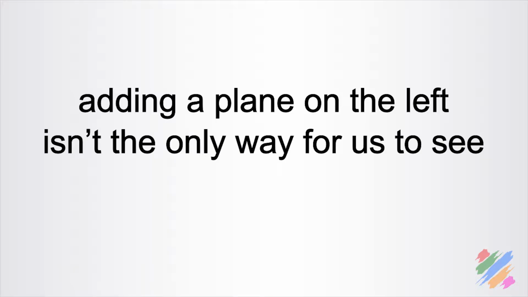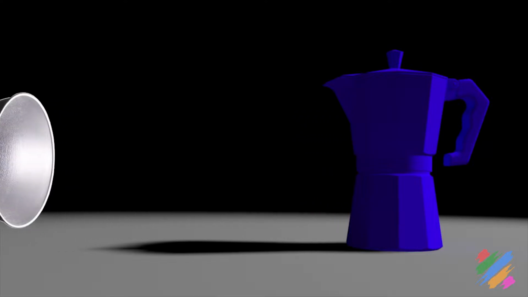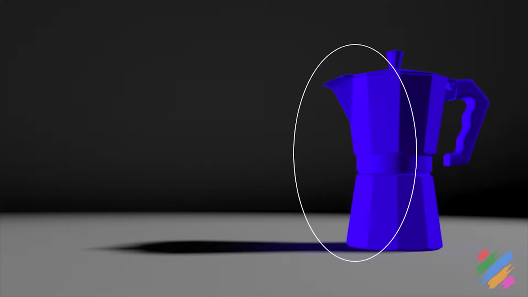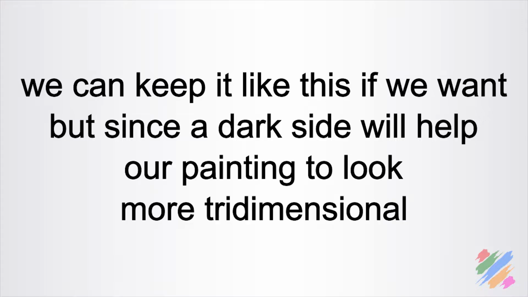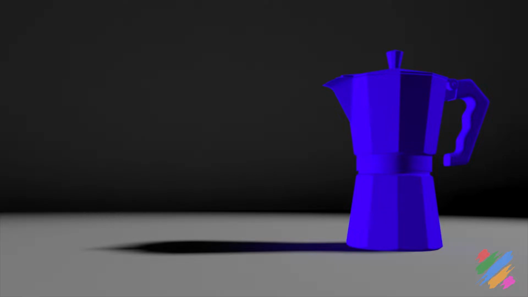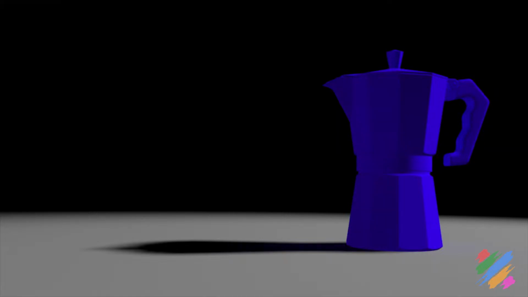Adding a plane on the left isn't the only way for us to see inside the dark side. We can use instead a spotlight pointing straight there. But in this case, if the light is too strong, the dark side practically disappears. We can keep it like this if we want, but since a dark side will help our painting to look more three-dimensional, we are going to reduce the intensity of this light until it looks exactly like we want it.